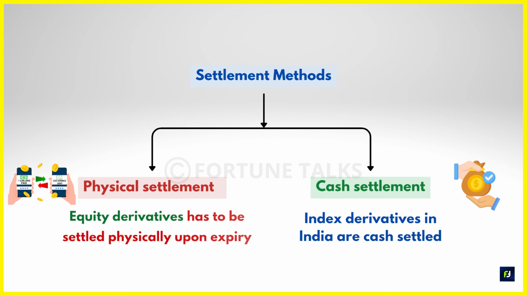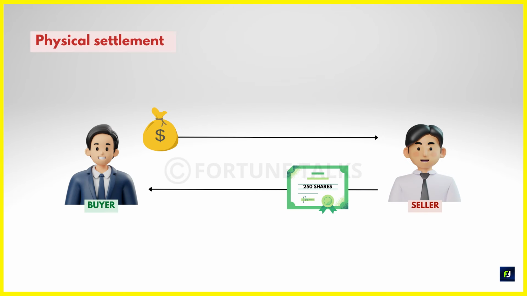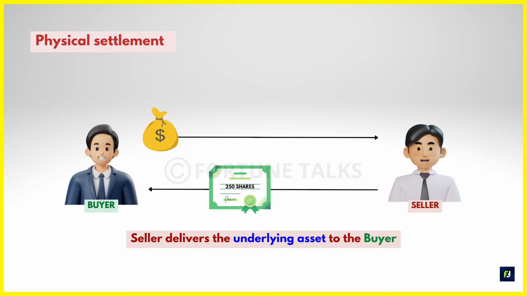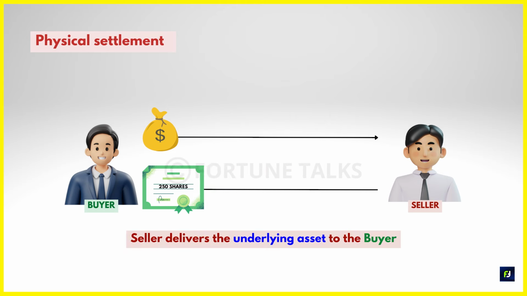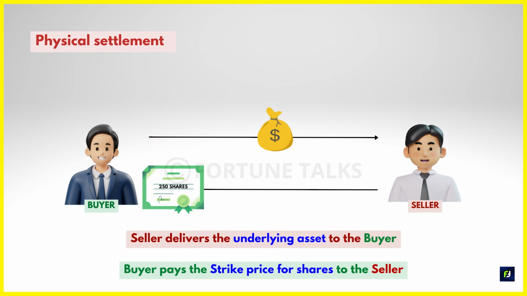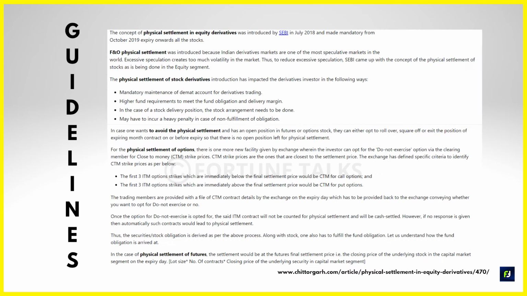However, for some specific contracts, physical settlement is mandatory. For example, for stock options, the options are to be settled physically upon expiry. This means that if the option is exercised, the seller needs to deliver the underlying stock to the buyer, and the buyer has to pay up the strike price for the shares. The stock exchanges have specific guidelines and regulations detailing how and when physical settlement is required.